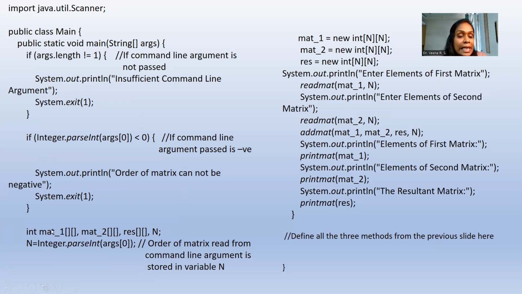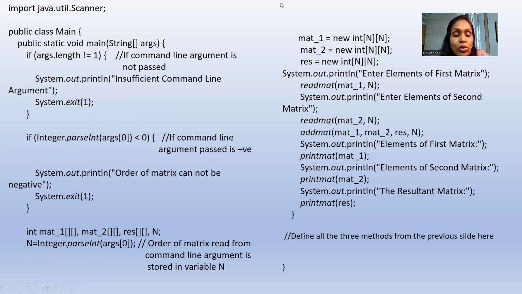So we have declared three two-dimensional arrays here: matrix1 to represent the first matrix, matrix2 to represent the second matrix, and res to represent the third matrix. And n is the order of a matrix, which is the command line argument, that is args[0]. So the first command line argument you will store in a variable n. So you'll say Integer.parseInt(args[0]). So the string value is converted into a number, that is an integer, and that is stored in the variable n.